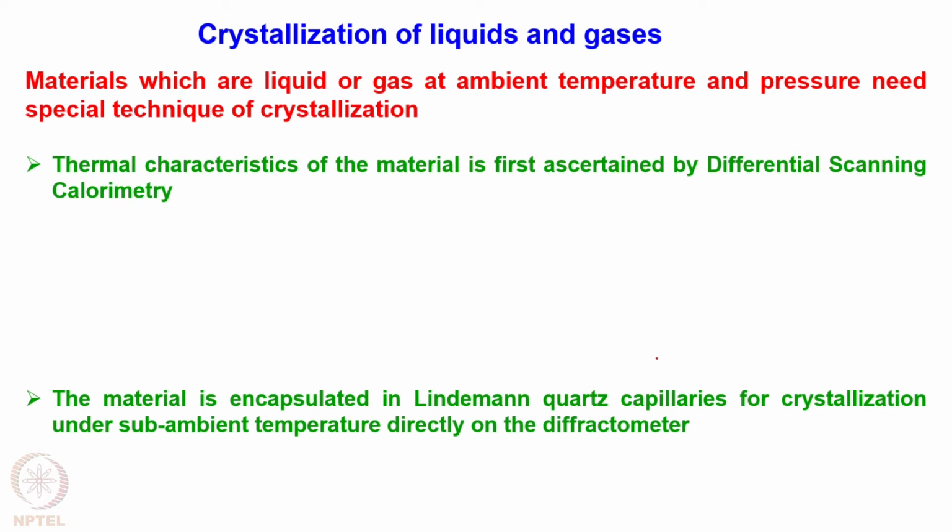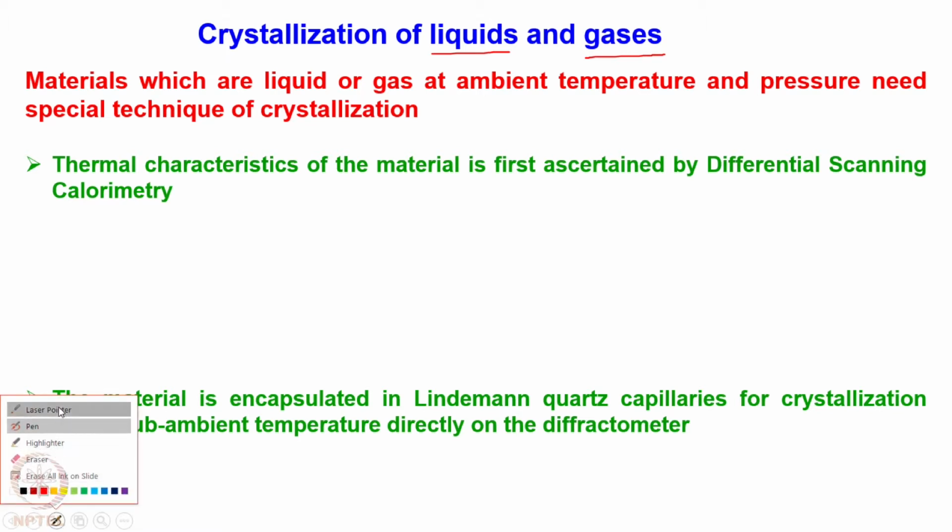We may have to crystallize materials which are liquids or gases at ambient conditions. To do so, one has to use complementary techniques to know their crystallization and solidification behavior. What one has to do is to carry out differential scanning calorimetric experiments to see the behavior of that particular compound on heating and cooling.